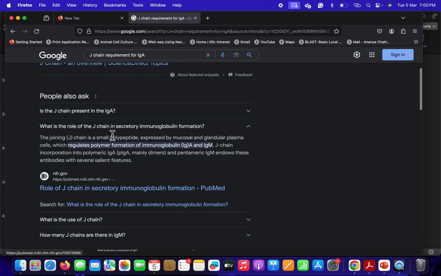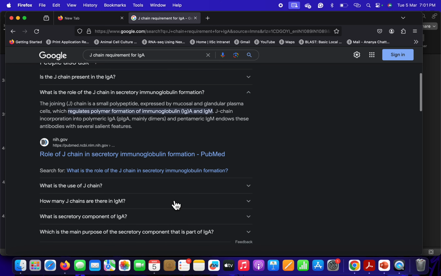So what is the role of J chain in secretory immunoglobulin formation? The joining chain, which is joining two monomers, is a small peptide expressed by mucosal and glandular plasma cells, which regulates polymer formation, as I was telling, forming dimerization. But there is also a role in making it secretory, or in solubility.